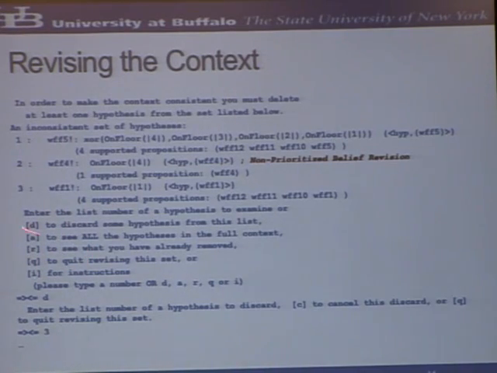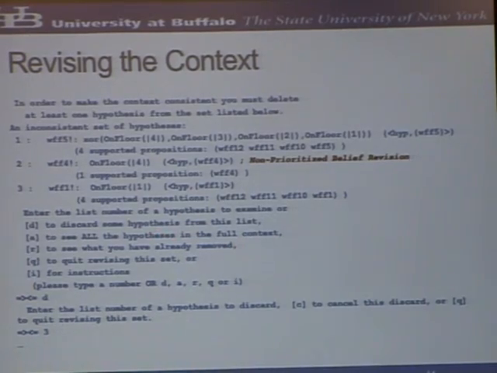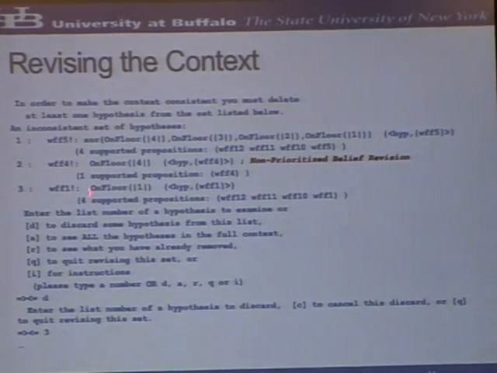So then there are these possibilities: to discard some hypothesis from the list, to see all the hypotheses in the full context, this as well as the ones that weren't involved in the contradiction, to see what you've already removed, to quit revising this set, or for instructions again. And so I say D, I want to delete, discard some hypotheses. Then it asks me which one, and I say three, namely floor one, because we were moving from floor one to floor four, so floor one is the thing I don't want it to believe anymore.